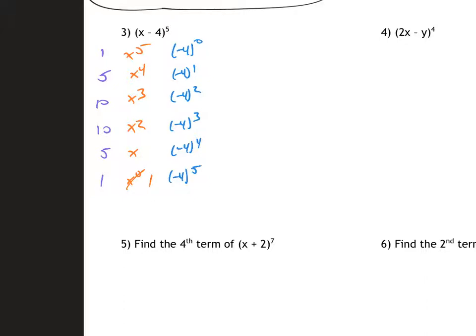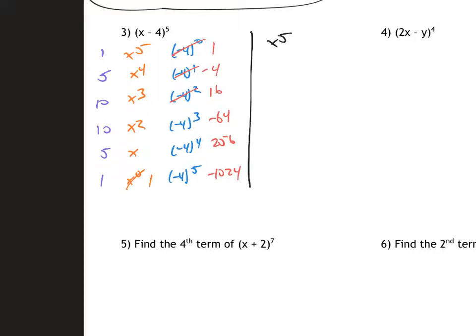So let's simplify this. So that's 1, that's negative 4. Negative 4 squared is positive 16. Negative 4 cubed would be a negative 64. Then I got a positive 256. Then a negative 1024. And then now we multiply everything straight across.